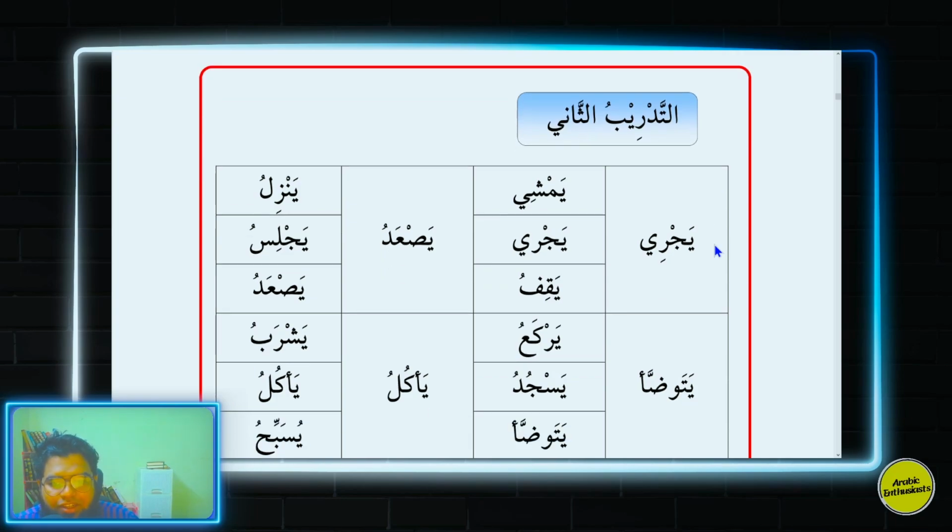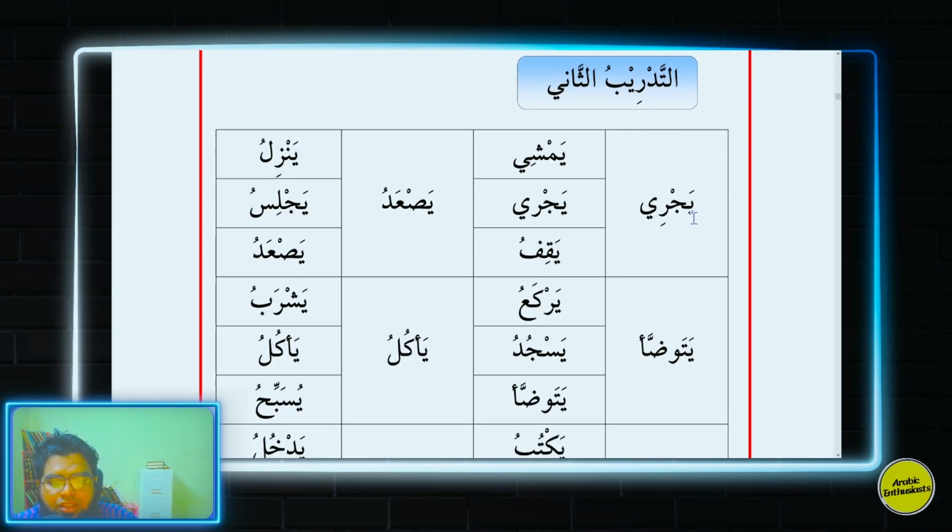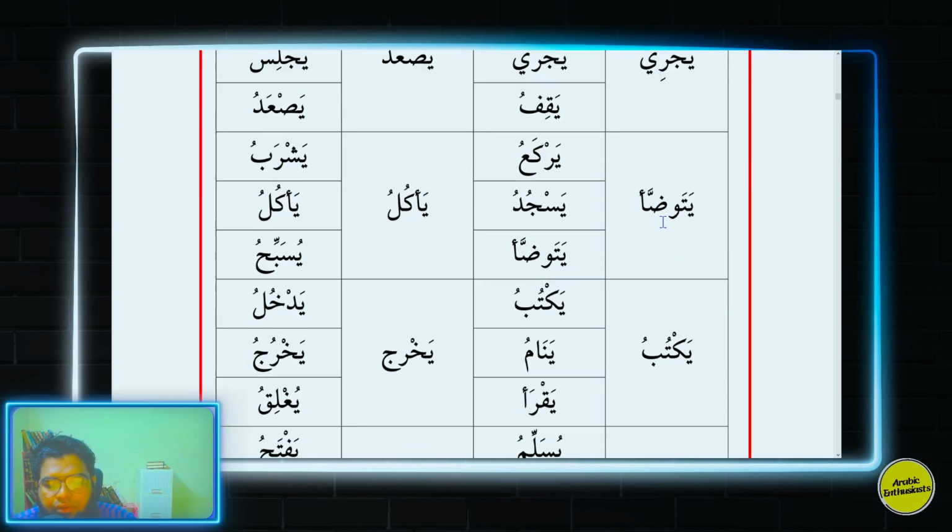But he'll repeat now. At-tadrib thani, yajri, you have to find he runs here. Yajri, and just matching. So if you want to match like this, yajri, yamshi, he walks. Yaqifu, he stands. I'm just translating for us to review. Yas'adu, he climbs. Yajlisu, he sits. Yanzilu, he descends. Yatawaddau, he does wudu. It's here.